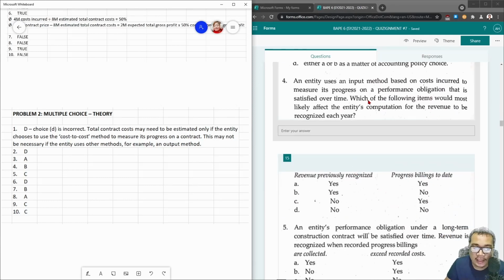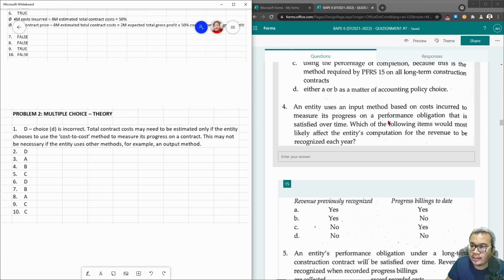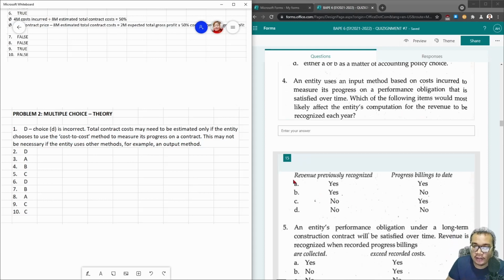Number 4, an entity uses an input method based on cost incurred to measure its progress on a performance obligation that is satisfied over time. Which of the following items would most likely affect the entity's computation for the revenue to be recognized each year? So, dalawa. Revenue previously recognized and progress billings to date. Isa lang ang mag-a-affect dyan. Revenue previously recognized, kasi pag nag-measure tayo ng percentage of completion, ano nangyayari? Yung buo, di ba? Nasasama yung previous period. Pag inaalam lang natin ano yung for the current period, tatanggalin mo.